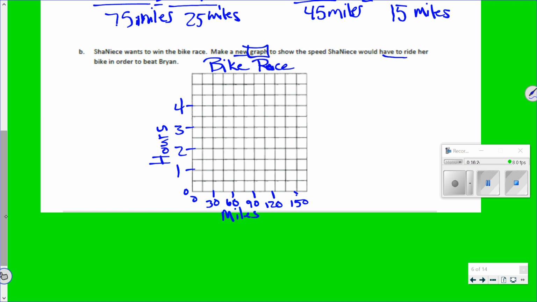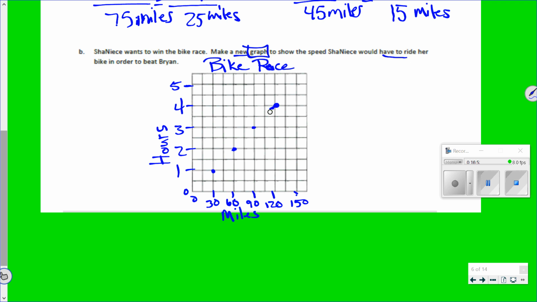Okay? And then our last step is, there's a 5. I could put the 5 in there. Our last step is graphing. So over to 30 up to 1, back to 0, over to 60 up to 2, back to 0, over to 90 up to 3, back to 0, over to 120 up to 4.